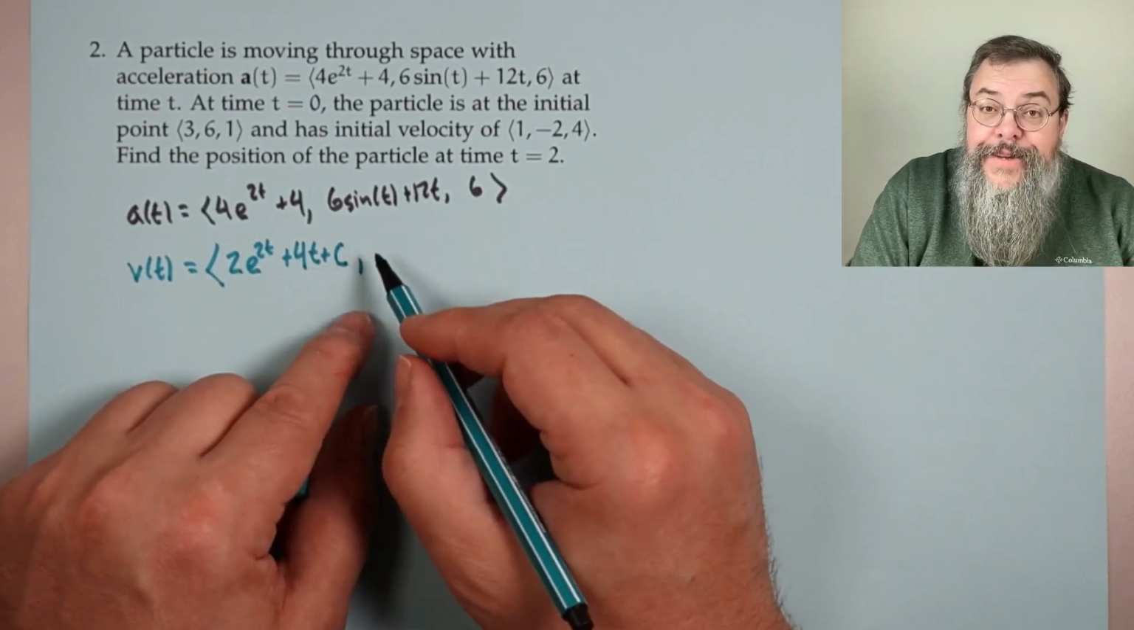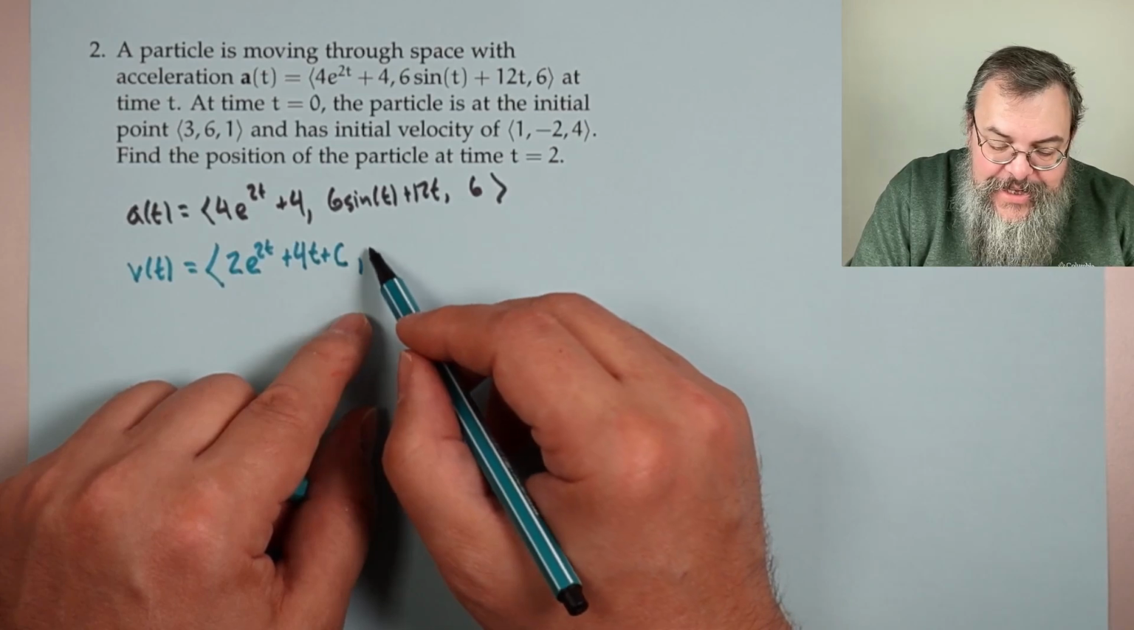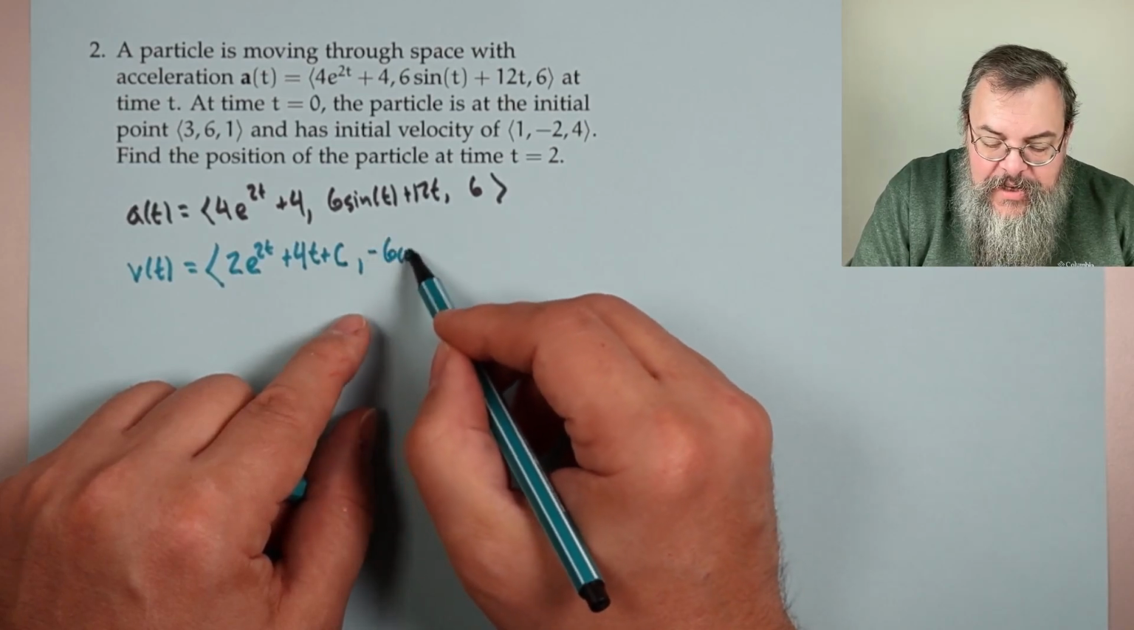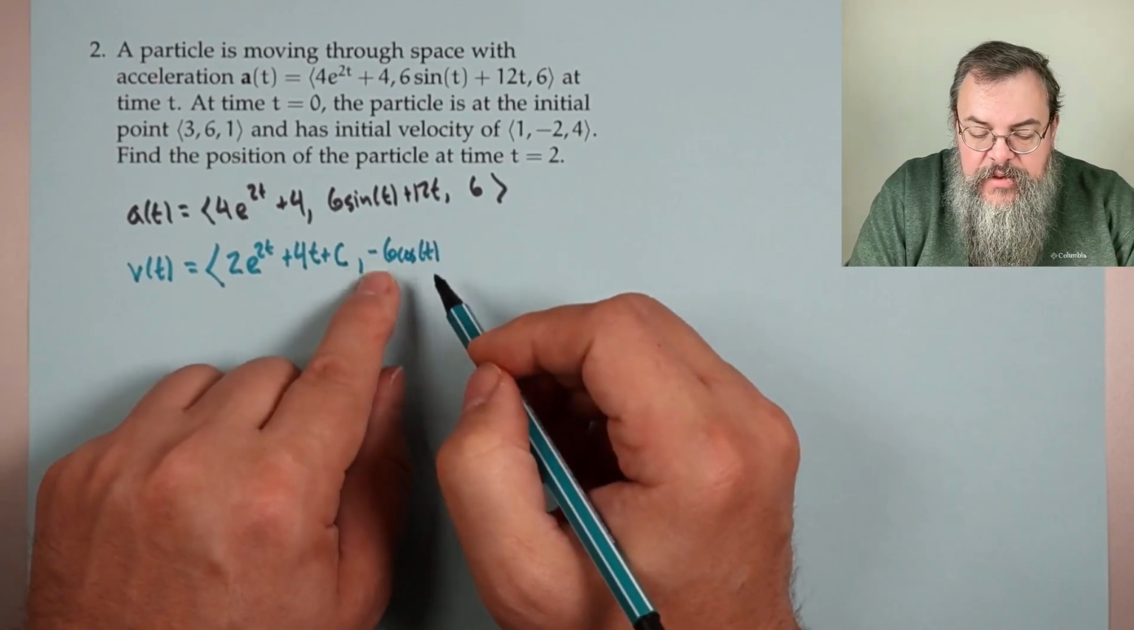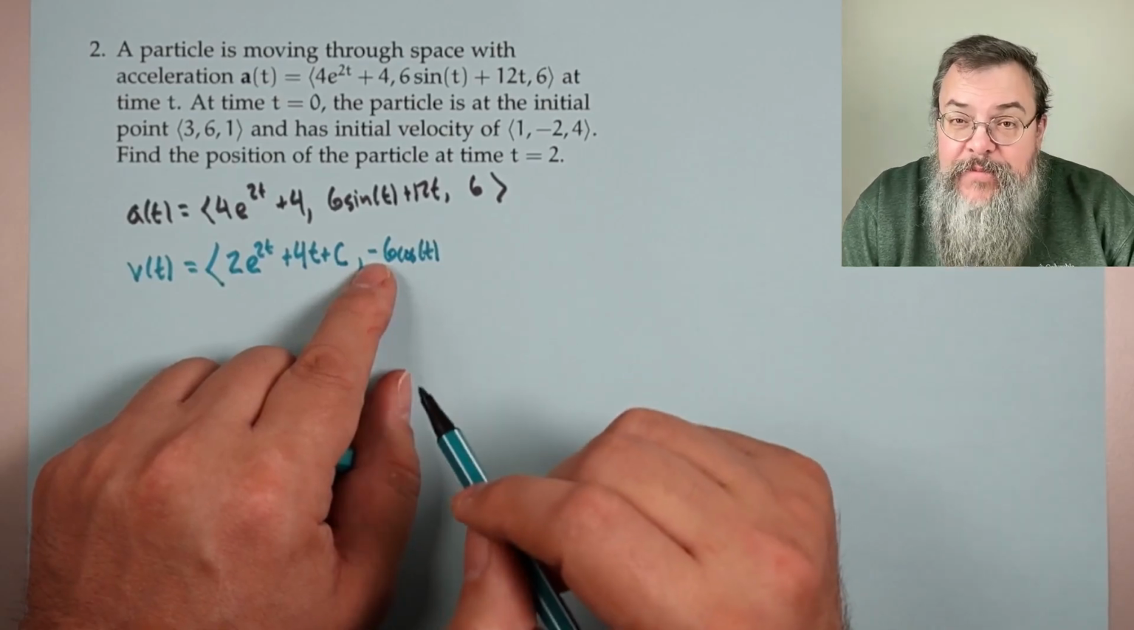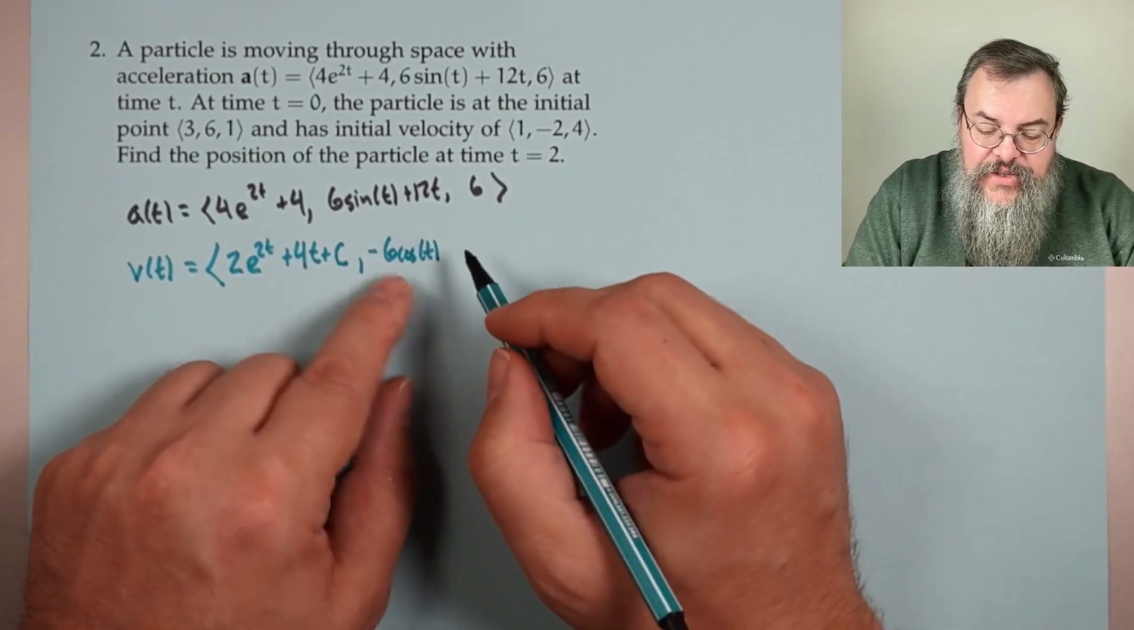Integral of sine, negative cosine. Oh, that's a pesky one. It's an easy place for people to lose a minus sign. So be careful with your sines and cosines.